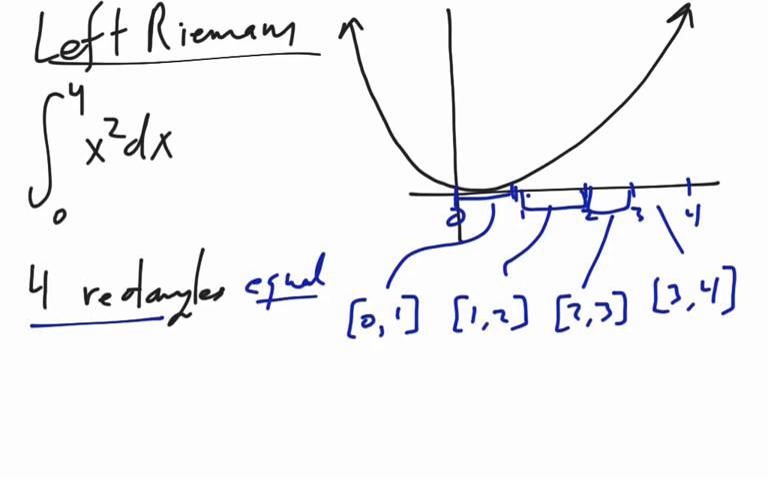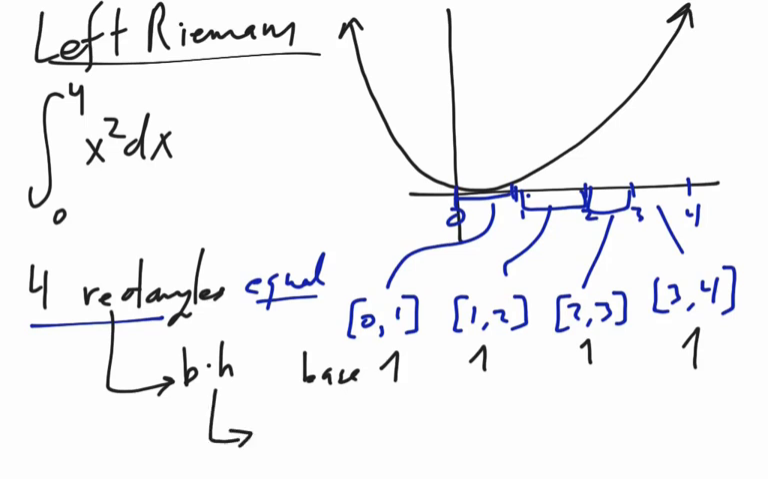Now, we're using rectangles, so the area of a rectangle is base times height. The base of each of these is 1, because that's the width of each one. Now we have to figure out the height, and for the height, this is where we're actually going to use the function itself. So, for my first rectangle, do I pick 0 or do I pick 1? Well, the answer is I pick 0 because I'm doing a left sum, and so I pick the left endpoint.